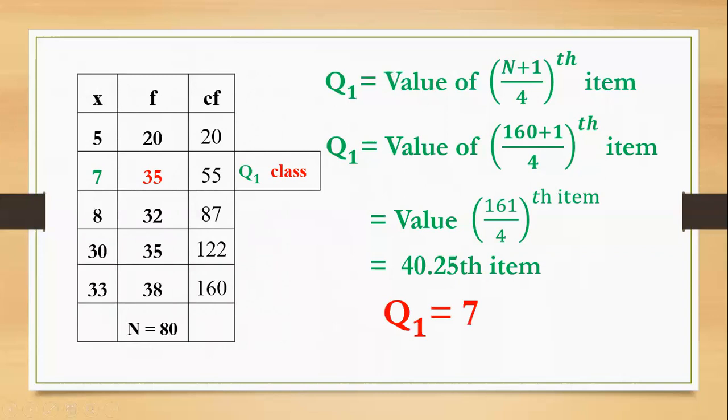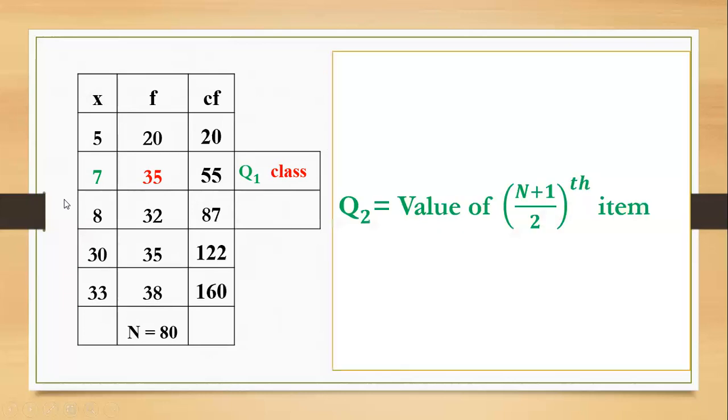In the cumulative frequency, see which value 40.25 is near to. We should not go below; only equal or above, that is, greater than or equal to. So 40.25 is near to 55, the Q1 class. The corresponding x value is the Q1. Q1 equals 7.